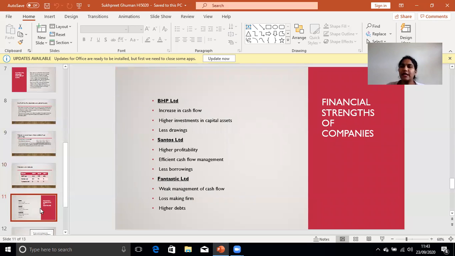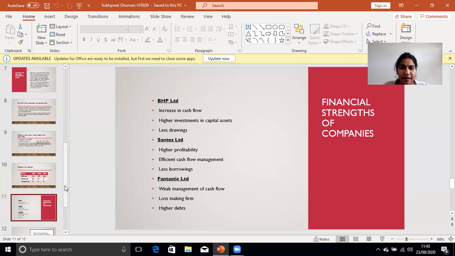After that, financial strength of companies. What are the financial strengths of the companies? Here is the financial strength of the company. BHP Limited has three financial strengths: increase in cash flow, higher investments in capital assets, and less drawings. Santosh Limited has higher profitability, efficient cash flow management, and less borrowings. And Fantastic Limited has weak management of cash flow, is a loss making firm, and has higher debts.